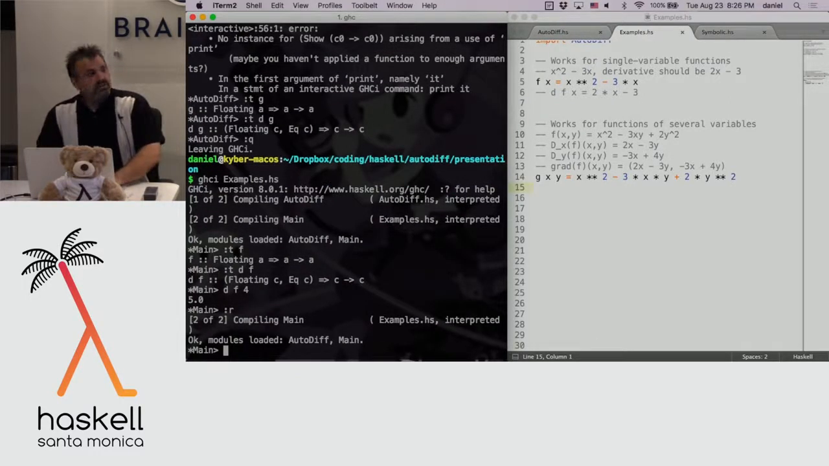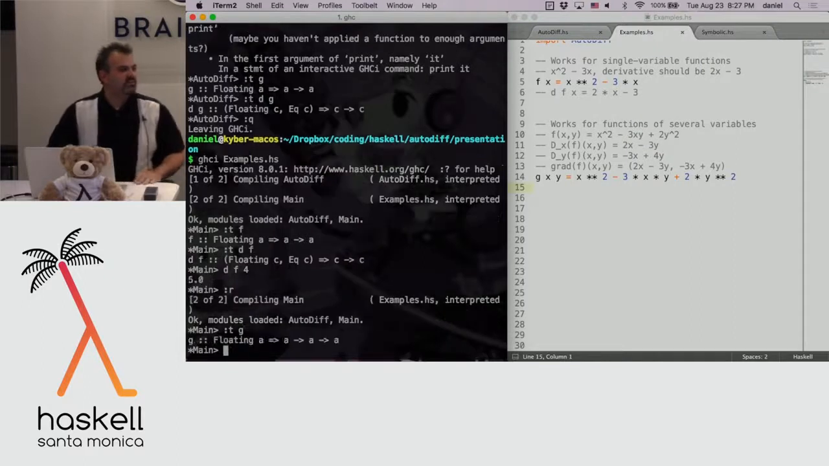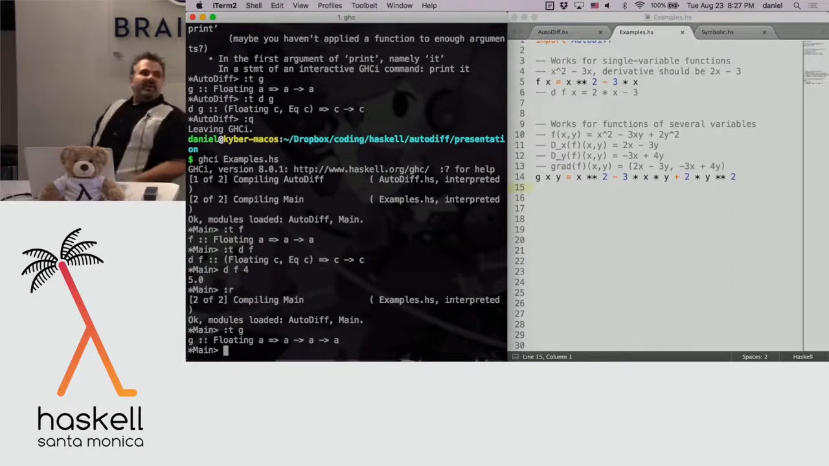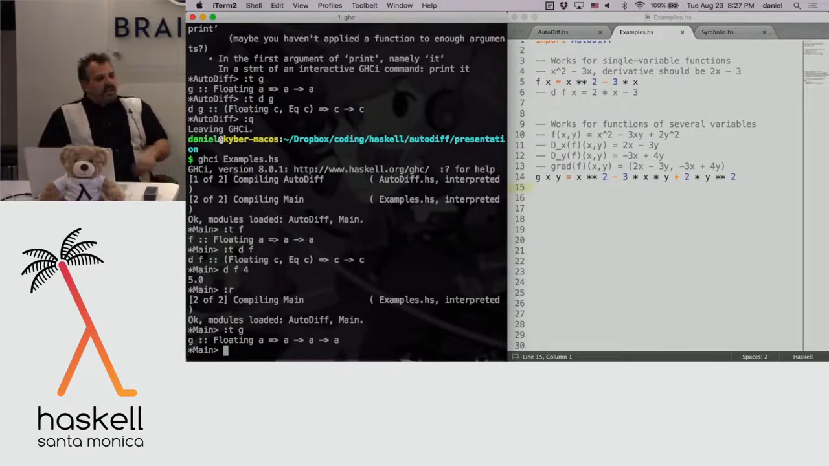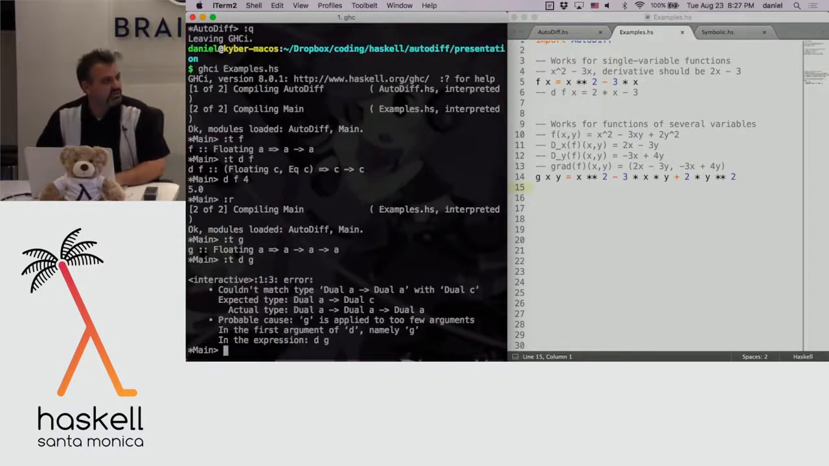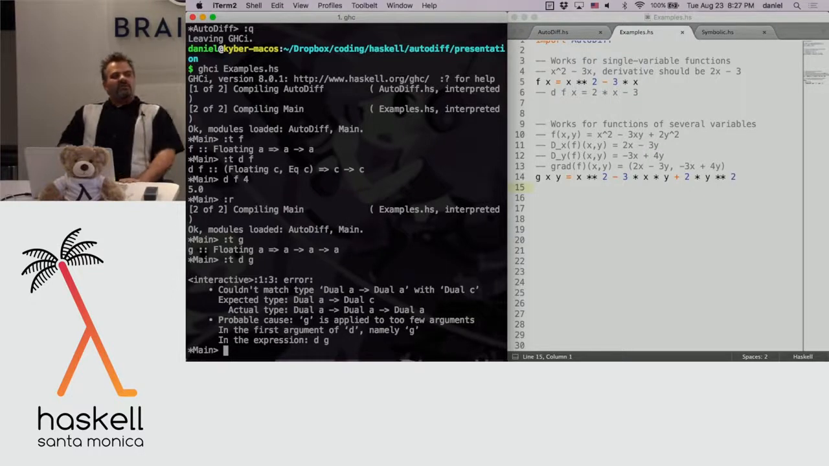So let's look at the type. I wrote f in the comments, but it's g in the code. That's an anti-pattern. It takes two a's and gives you an a. And let's look at the type of dg. Error, couldn't match. Ah, we can't use d.